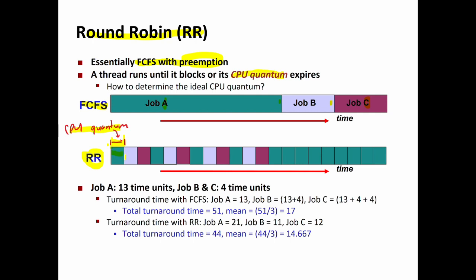If it's still not done yet, then you switch to the next one. It gets another CPU quantum, and then the third one, and then you come back to the first one, second one, and third one. So you basically cycle through the ready queue over and over. At this time, for example, job B and C have already finished, and after this it will continue to execute job A all the time.